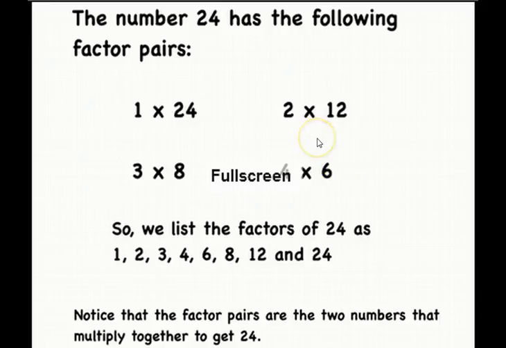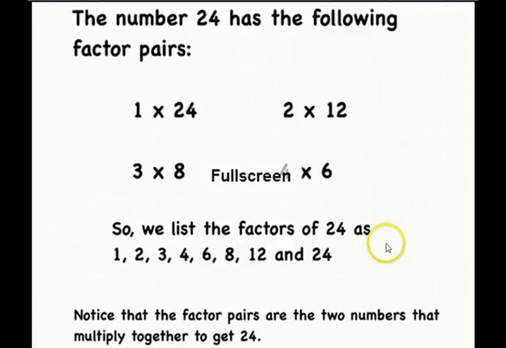Then we're also going to do 2 times 12, which will make 24. 3 times 8 would make 24. And 4 times 6 will make 24. So these are all the ways that we can make 24. We know these because we know our multiplication facts. We have listed down the factor pairs.